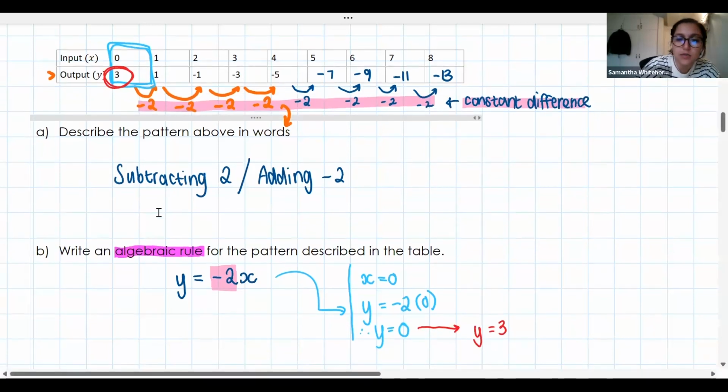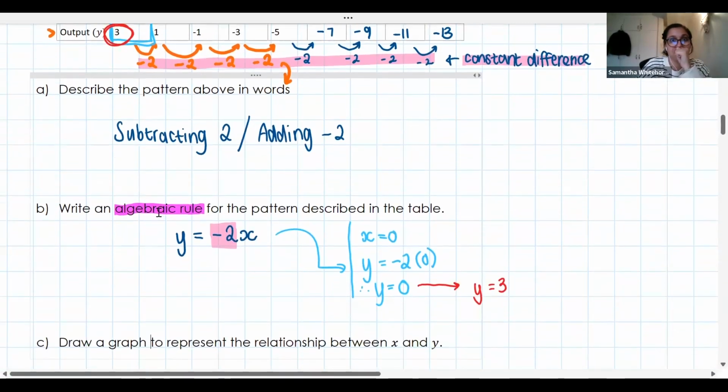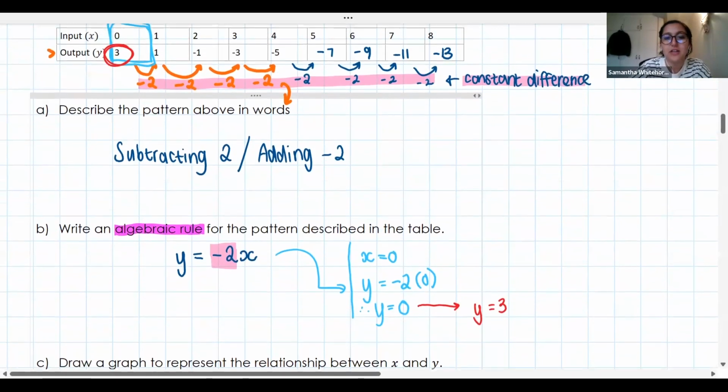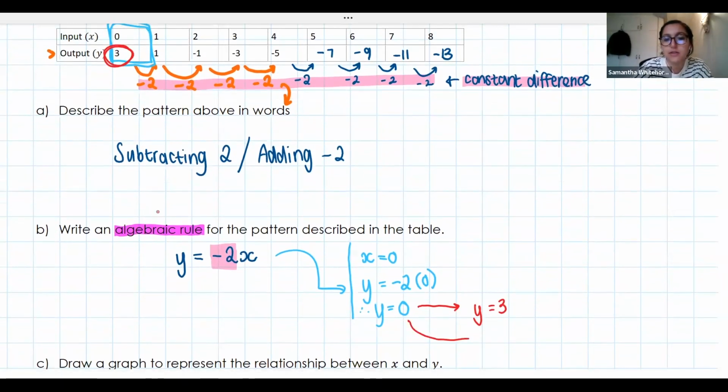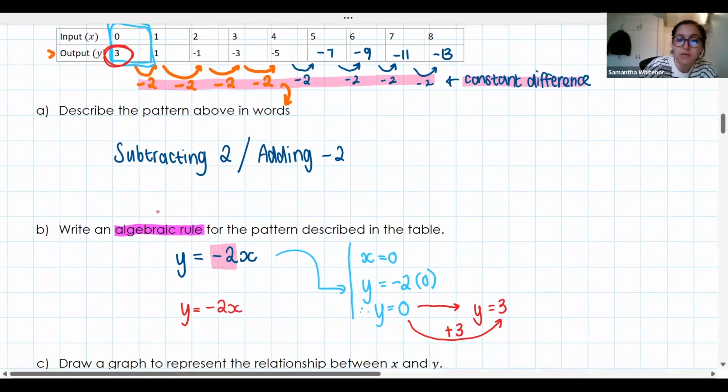Well, the answer is, in order for me to go from 0 to +3, I need to add 3. That's the only way I'm getting from 0 to 3. And so what that's telling me is that to my rule, I'm likely going to have to add a +3. So I keep the -2x, but now I add 3 to it.